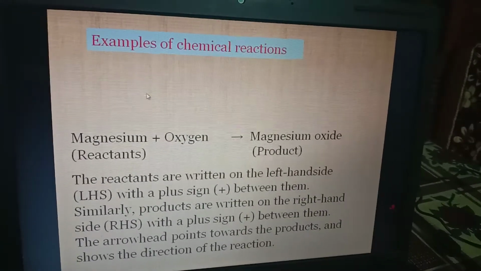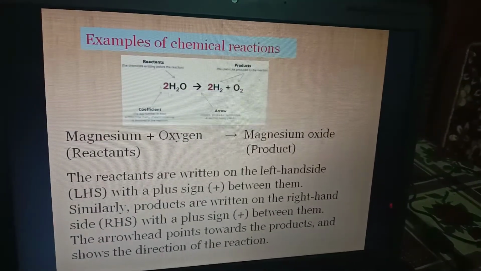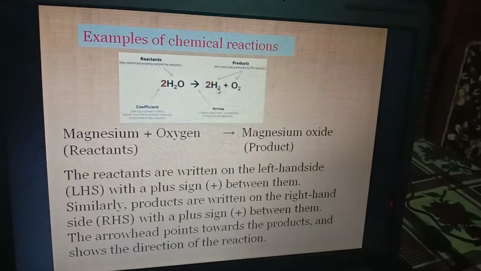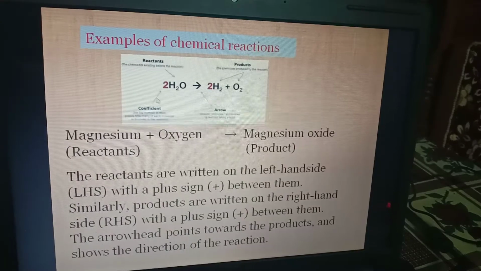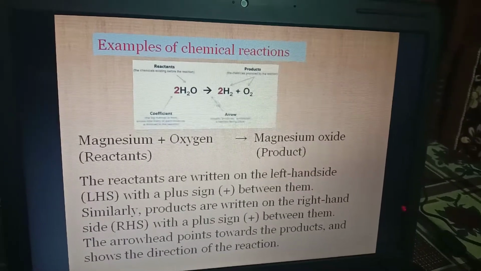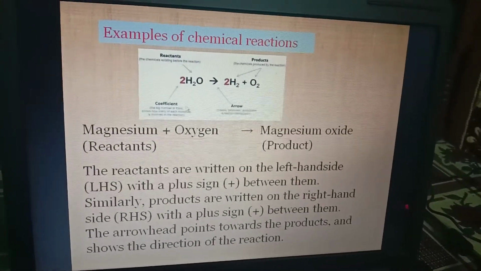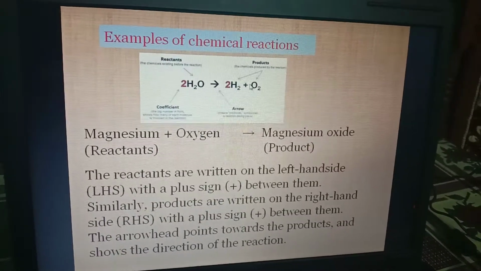Let's see some examples of chemical reactions. This is a chemical reaction. This is the initial substance and this is formed after the chemical change. So these are the final substances. These initial substances are called reactants and the final substances are called products. This arrow indicates the formation of products and these are coefficients. Here also there is one coefficient.